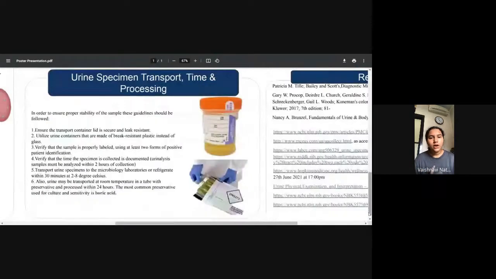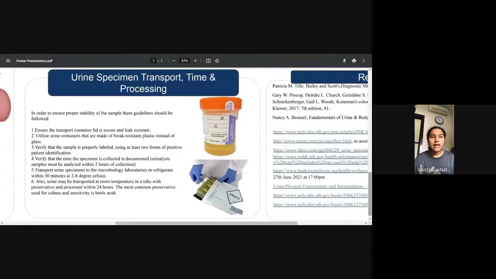Now we'll look at how the transport, time, and processing of a urine specimen takes place. So, in order to ensure proper stability of the sample, these guidelines should be followed. First, ensure the transport container lid is secure and leak resistant. This is for a simple reason, that is to reduce specimen loss. Then utilize urine containers that are made of break resistant plastic instead of glass. This is also for a basic reason, that break resistant plastic would be safer than glass to handle urine.